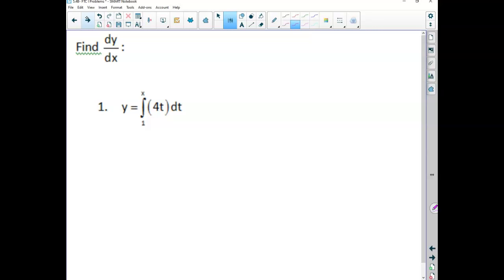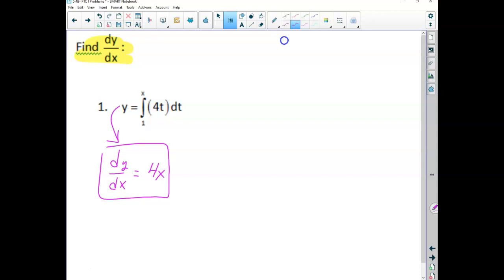Man, my eyes are getting badder. That's really blurry. But notice what your instructions say. Your instructions are telling you to find dy dx. Find a derivative. What we want to be able to do is say the derivative dy dx is going to be 4x. We want to be able to go straight from here to here. That's what we want.